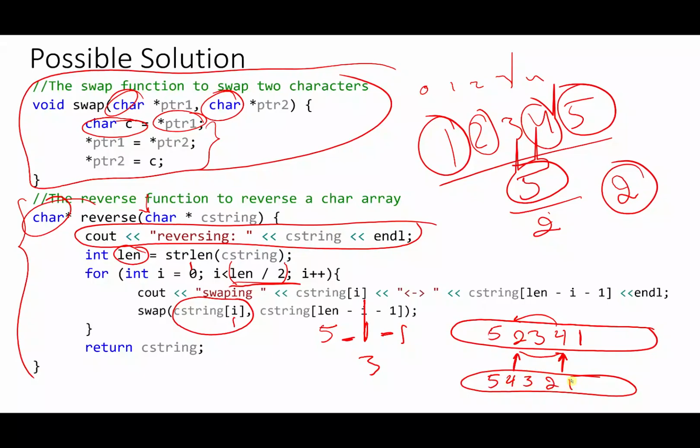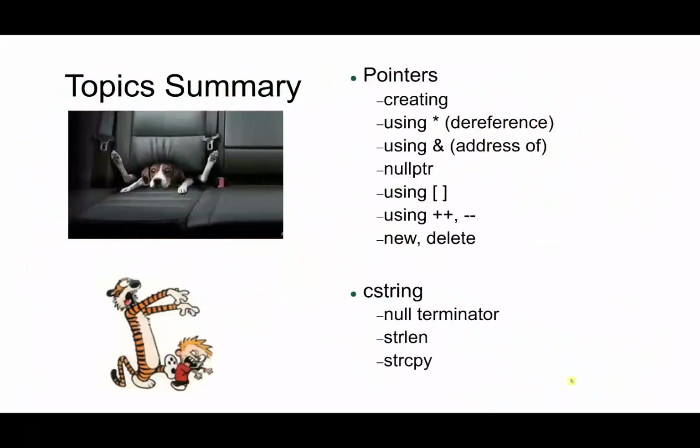Same thing if it's not odd length. If it's like 1, 2, 3, 4, it's going to swap 1 with 4, 2 with 3, and so on. And that's it for this lecture.